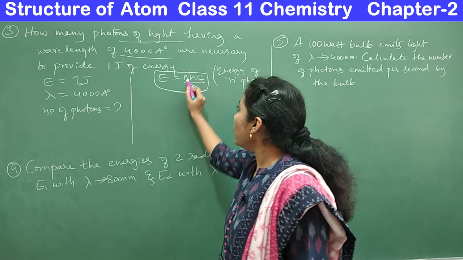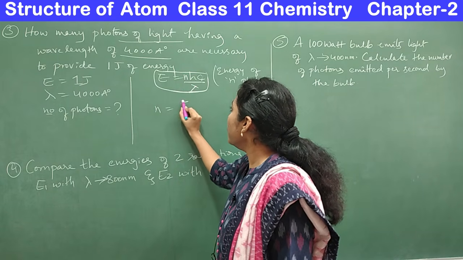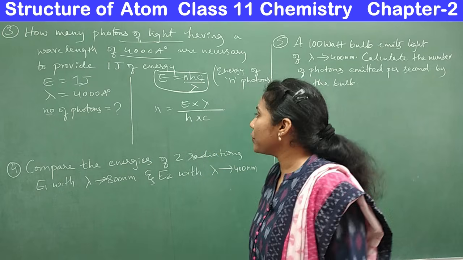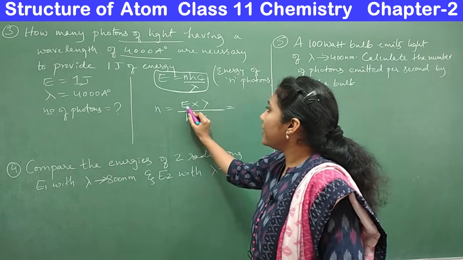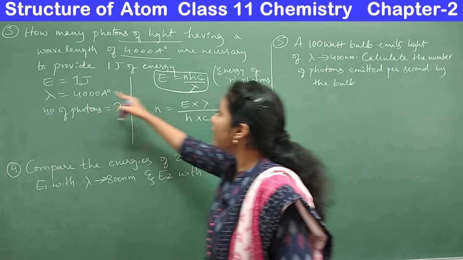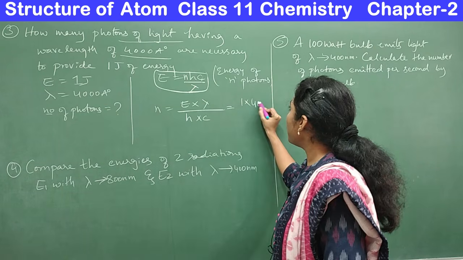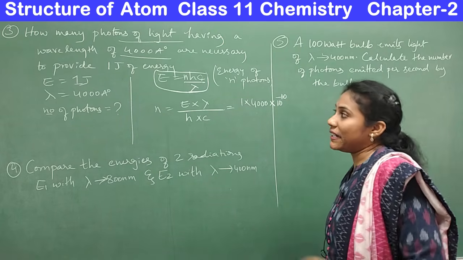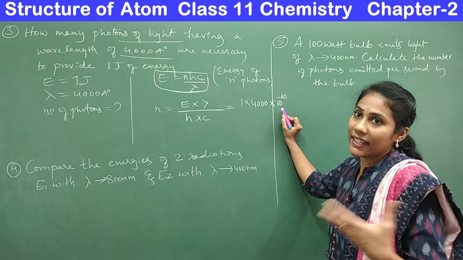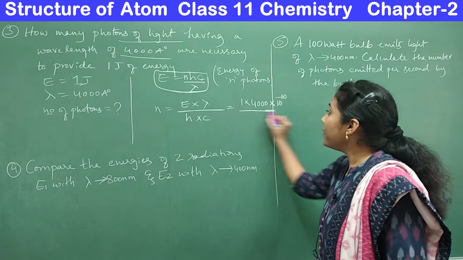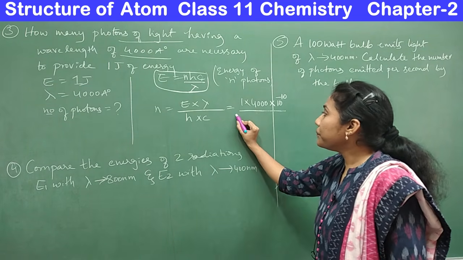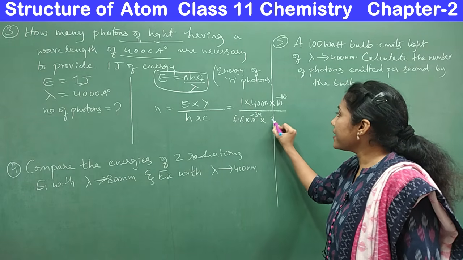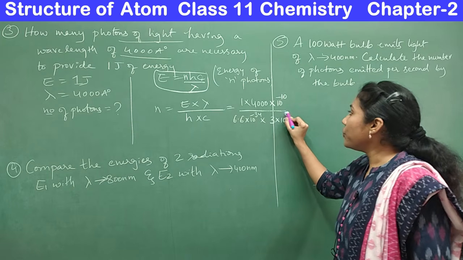Okay, so what are they asking you? n they are asking. So n is equal to E into lambda by h into c. Okay, so you know all the values. So what is the energy here? 1. What is lambda here? 4000 angstrom. So 4000 into angstrom means 10 to the power of minus 10 meters. Right? So don't forget, always convert that lambda value into meters. Divided by h, which is 6.6 into 10 power minus 34, into c, that is 3 into 10 power 8.